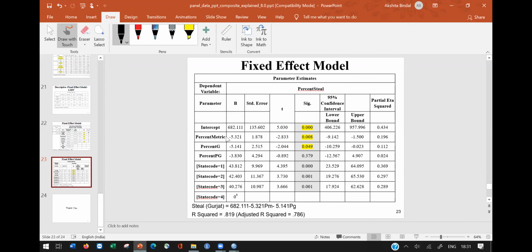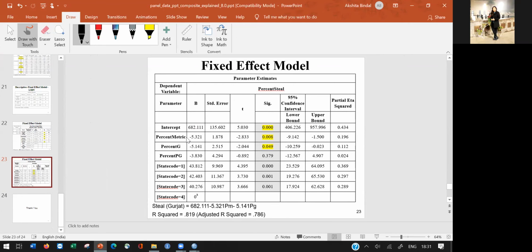So have I made any mistake in my computation? Or is the LSDV more accurate, or is the univariate analysis more accurate? Why is this coming out? Anybody?